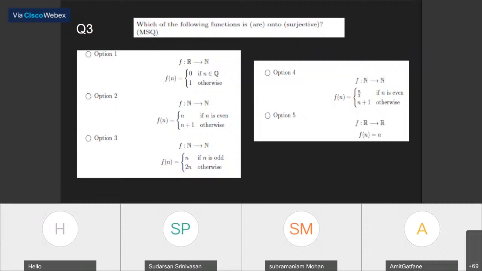Are you there? No, I'm not able to catch up. The voice is breaking. No, what you said just now is correct. You have two values of n here, n equal to 2 and n equal to 0, and you get the same value: f of 0 and f of 2 are both equal to 1.